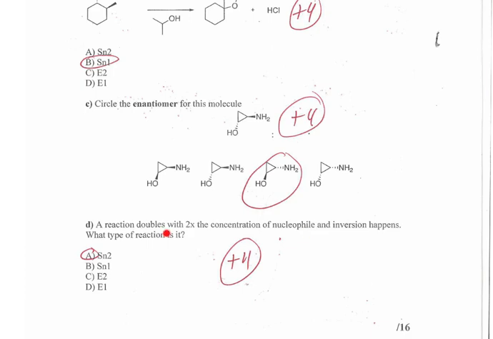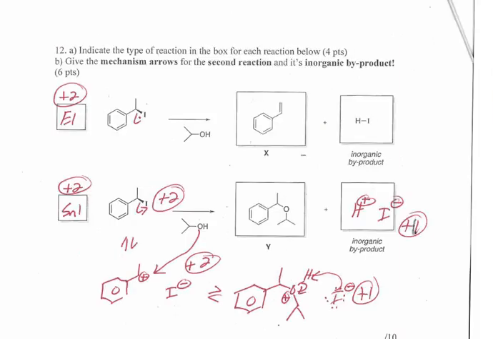Rate stuff, what reaction doubles with the concentration of the nucleophile and inversion happens? So double, you hopefully know that one at this point. That's an SN2. So this is kind of a reverse of a previous question. So instead of giving you the reaction type, I give you the reaction products.